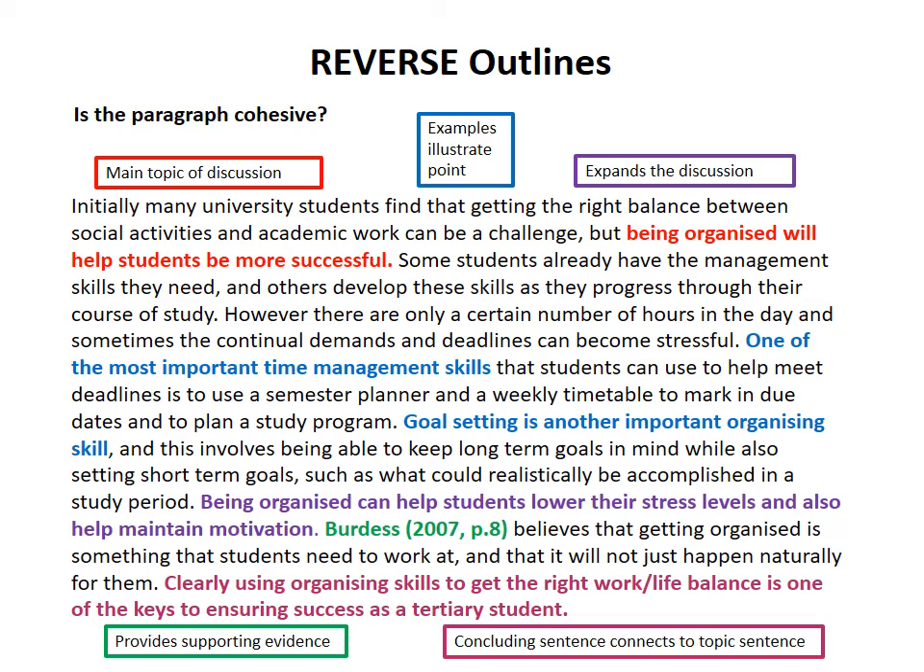Evaluating this paragraph's cohesiveness, we see a clear topic sentence, which establishes the focus of the paragraph. We see two clear examples that support the main argument, one about time management skills and the second about goal setting. The sentence that reads, "Being organized can help students lower their stress levels and also help maintain motivation," clearly expands the discussion outlined in the topic sentence. We see evidence inserted, Burtis, 2007, page 8, that provides further relevant support. And the paragraph ends with a concluding sentence, asserting the importance of the paragraph's claim.